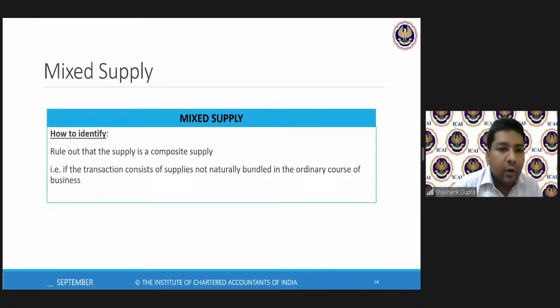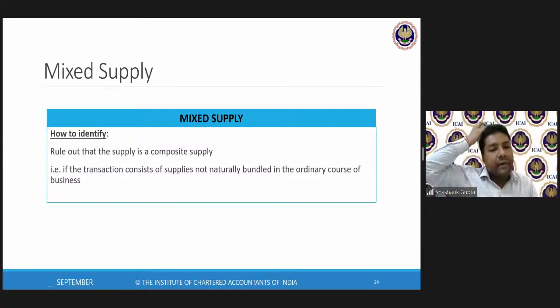First of all, you have to rule out that the supply is a composite supply. So, आप ये देख लीजिए कि combination of supplies है, single price है, तो पहले देख लीजिए क्या composite supply का test satisfy हो रहा है क्या? That is naturally bundled in the ordinary course of business. If that is not being satisfied, then of course it gets covered under mixed supply.